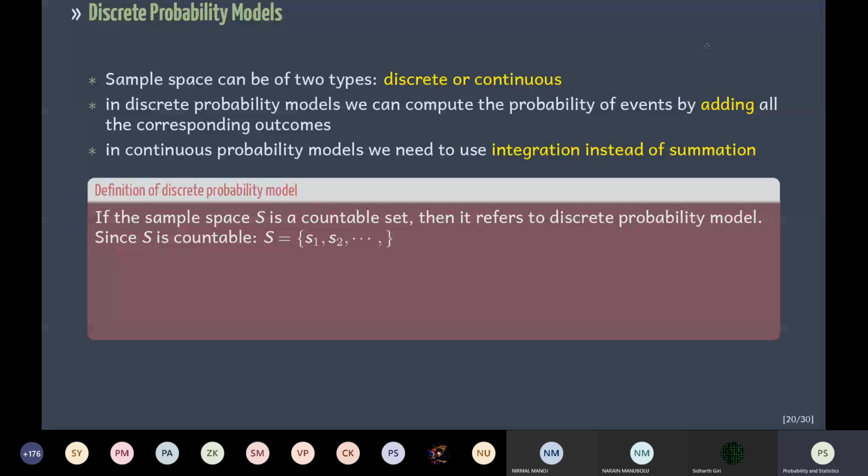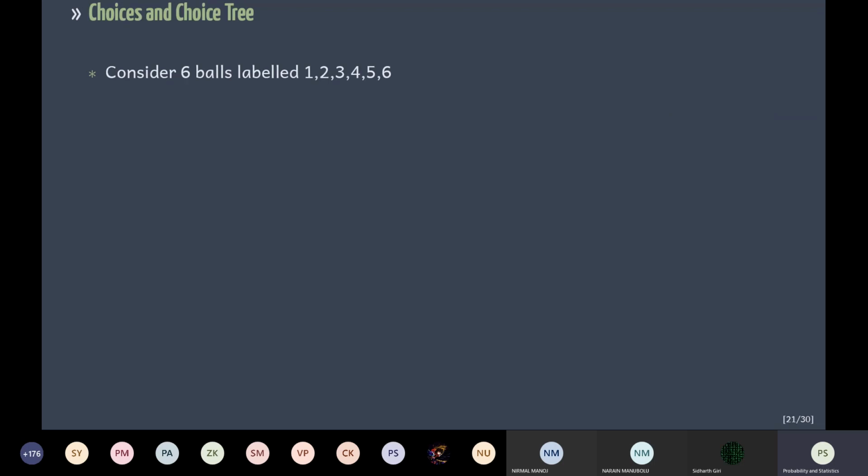So in the sample space S, if the sample space S is countable, then it refers to the discrete probability models. And as I said before, if we have countable and the cardinality of S is still infinity, we still have to know how to handle those cases where we have countable but infinite. We'll come back to that, but those are still classified into the discrete case. And we know that probability of A will be the sum of the probabilities of the outcomes si in the sample space.